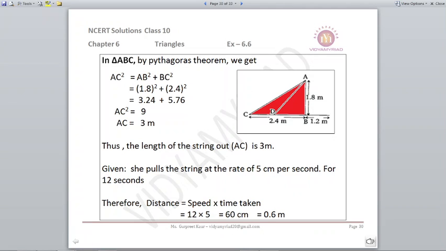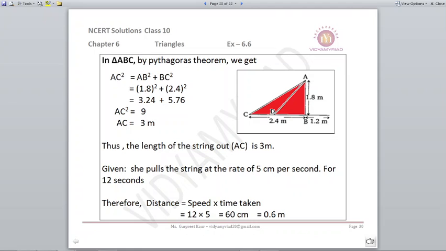Let us draw a right angle triangle ABC. So A will be the tip of the rod from where the string is pulled out, and C is where the fly is. AB distance is given to us as 1.8 and BC distance is given to us as 2.4 meters. So according to the Pythagoras theorem, we can find out AC, which comes out to be 3 meters. So AC is 3. The length of the string becomes 3.